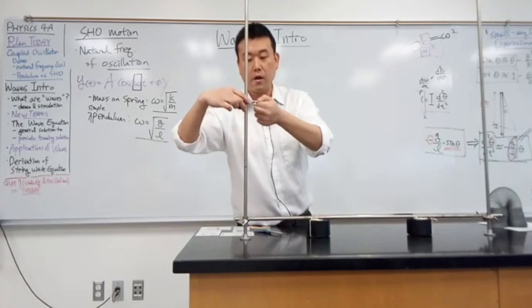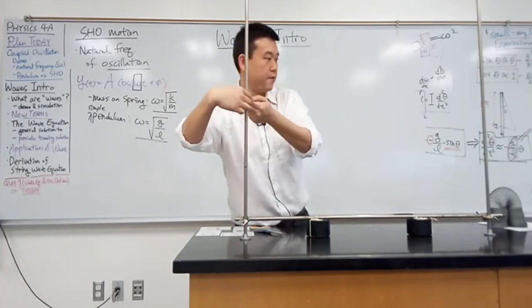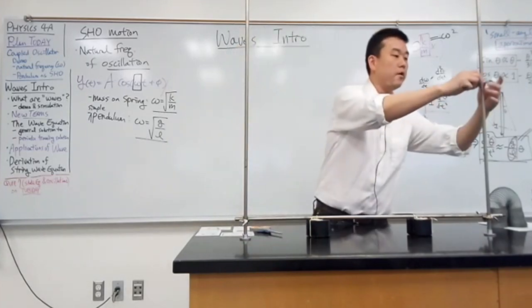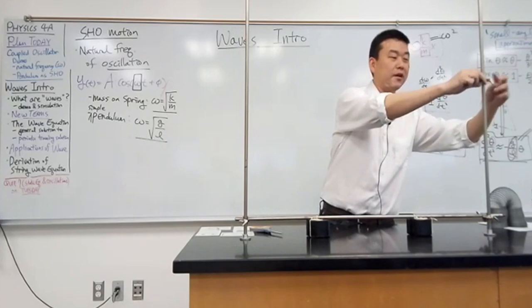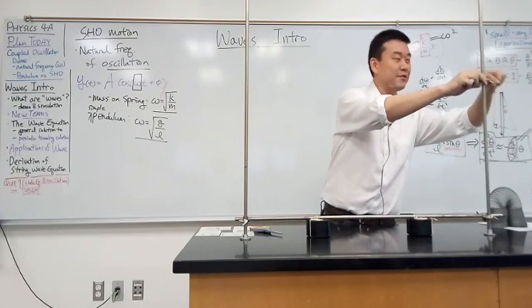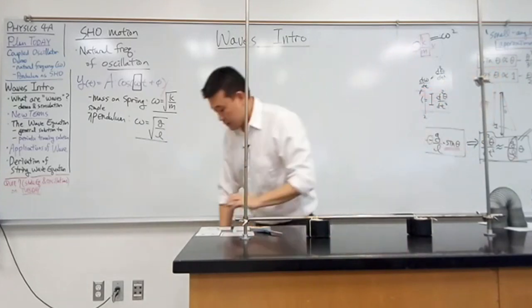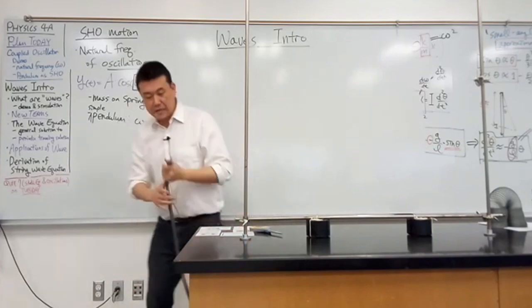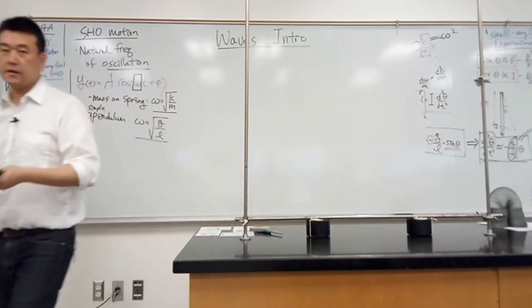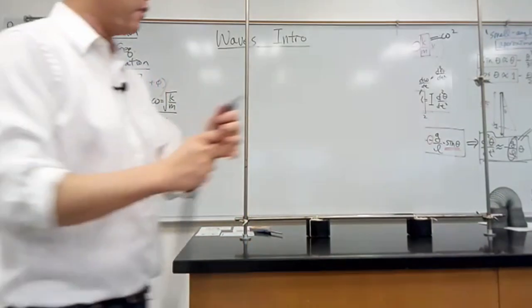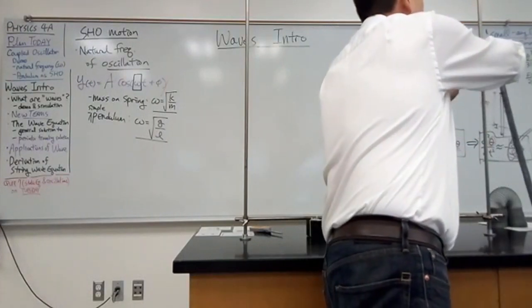So let me give you a model of wave that we are going to use throughout the remainder of this class dealing with the waves, which is today and next week. So the easiest model of wave is wave on a string. So that's what we are going to use the most.